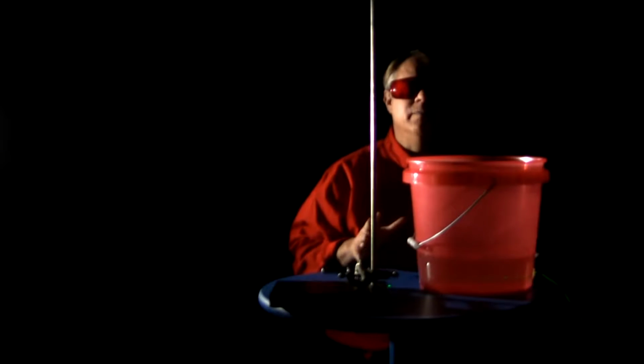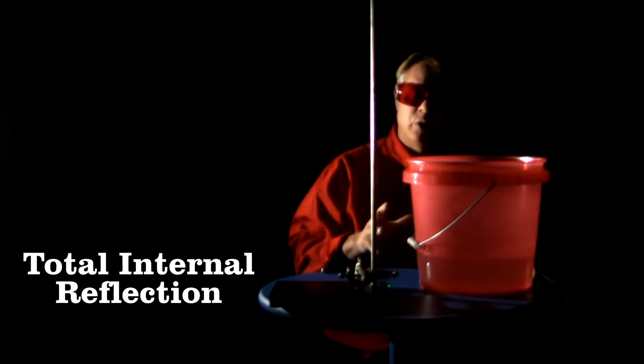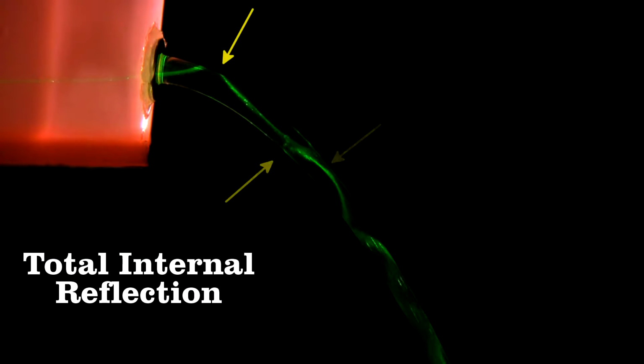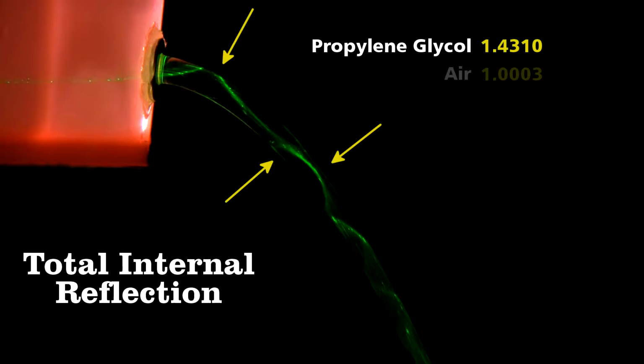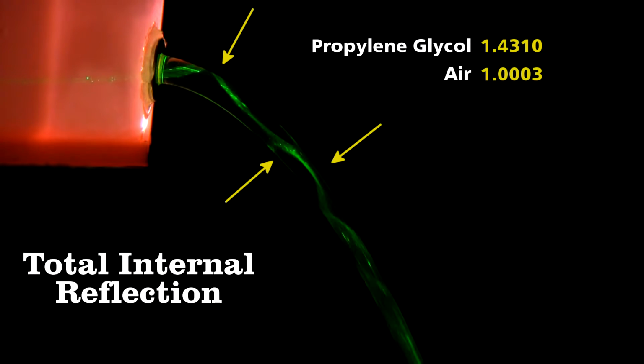That's wonderful. The light follows the liquid flow all the way to the bucket. Amazing. It does this because of total internal reflection. As the light enters the stream, it is reflected as soon as it hits the interface between air and liquid. You can see here the first reflection, and then the second, and the third. This occurs because there's a difference between the index of refraction of the guide material, here propylene glycol, and the outside, air in this case.